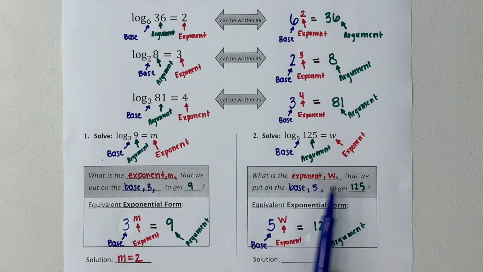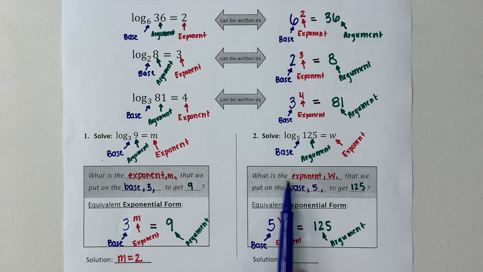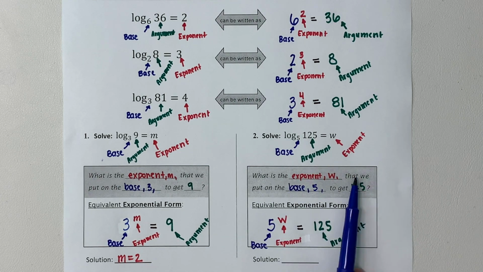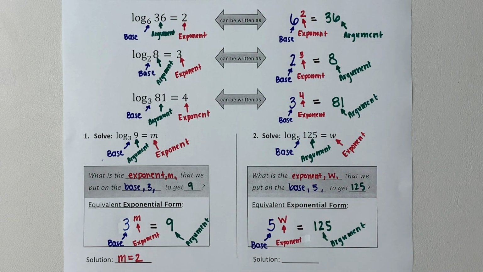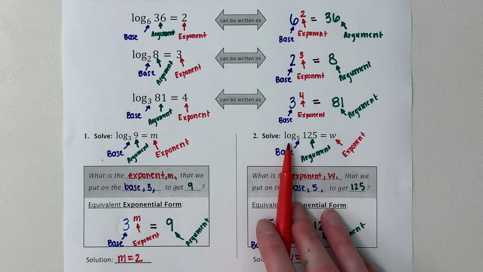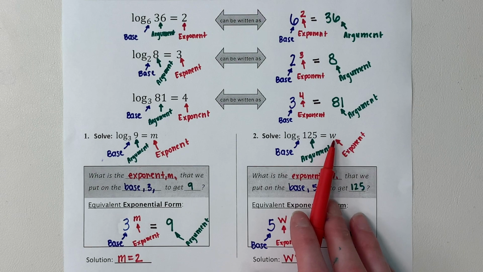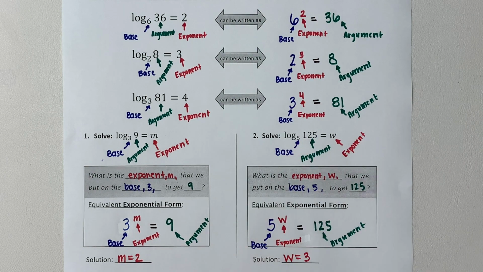Now we used these words to describe this logarithmic form. We can use these exact same words to describe this exponential form. What is the exponent, w, that we need to put on the base 5 to get 125? And the answer for this expression, whether it's written in logarithmic form or exponential form, is that w is equal to 3. Because 3 is the exponent we need to put on the base 5 to get the answer 125. Or if we read it in its logarithmic form, 3 is the exponent we need to put on the base 5 to get the answer 125.